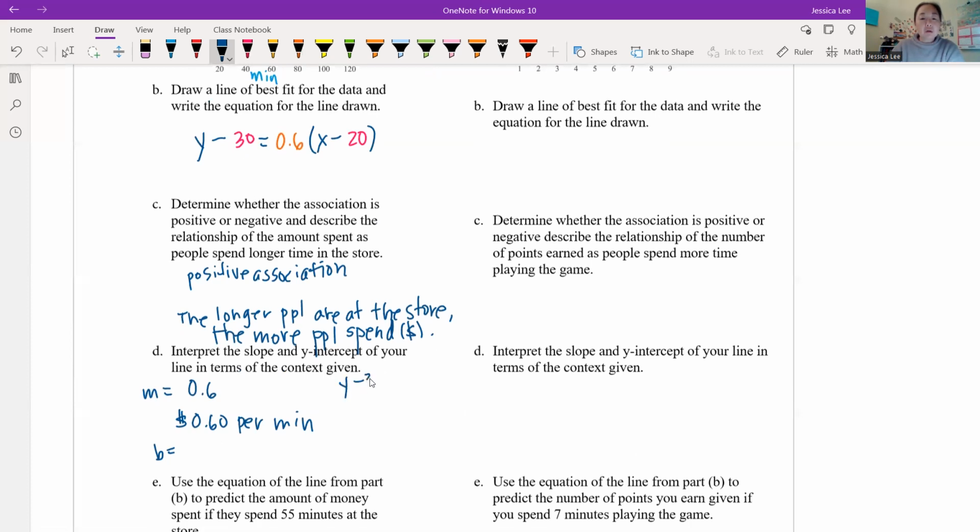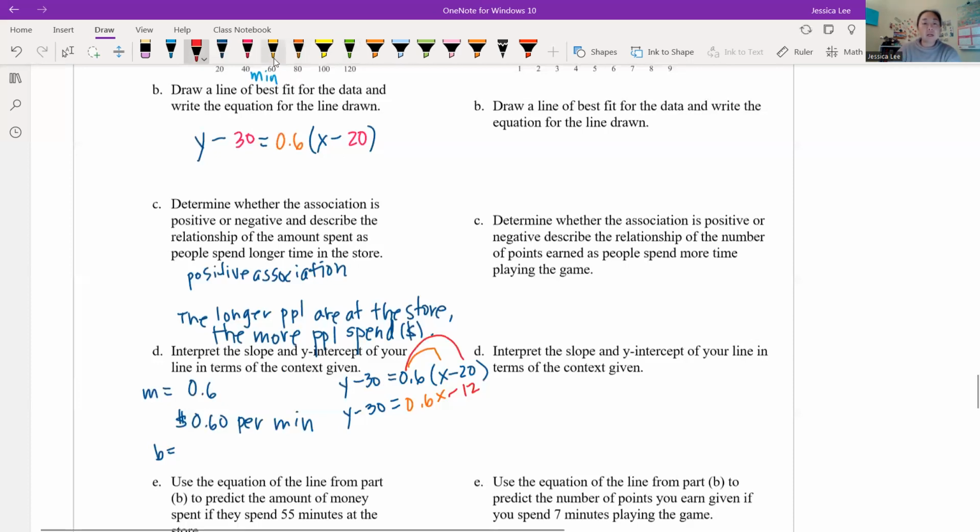Y minus 30 equals 0.6 times x minus 20. All right, first things first, we're going to just distribute. Okay, so y minus 30. I'm going to copy that down because I'm not using that part yet. And so I'm going to go 0.6 times x is just 0.6x. Let's do this guy right here. And then 0.6 times 20 is going to be, let's see here, 0.6 times 20 is 12. So minus 12. Okay, because there's that minus there. So 0.6 times 20 is going to be 12.